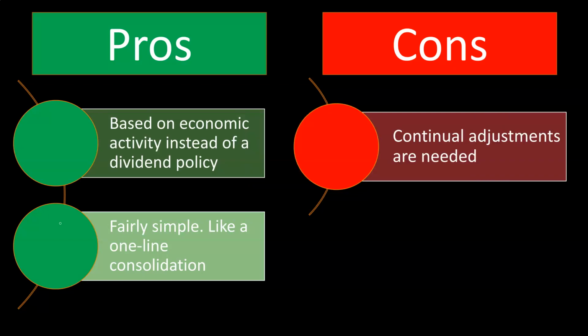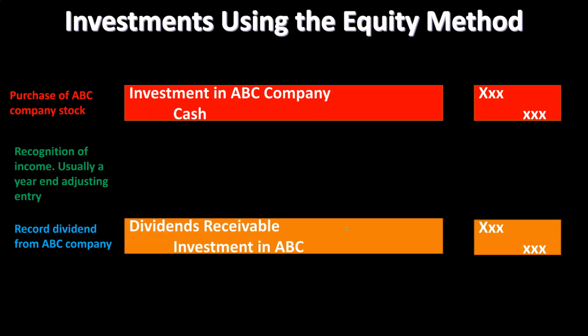So one of the negative sides here is you have to adjust it continually. That can be a little bit more difficult. If you don't have significant influence and you're just recording dividend income, the dividend income might actually be a little bit easier than the equity method, but you still have to record the market value. If you're adjusting to market value, you still need a periodic adjustment in either case. And that might be done at the end of the period, like an adjusting journal entry type of process.